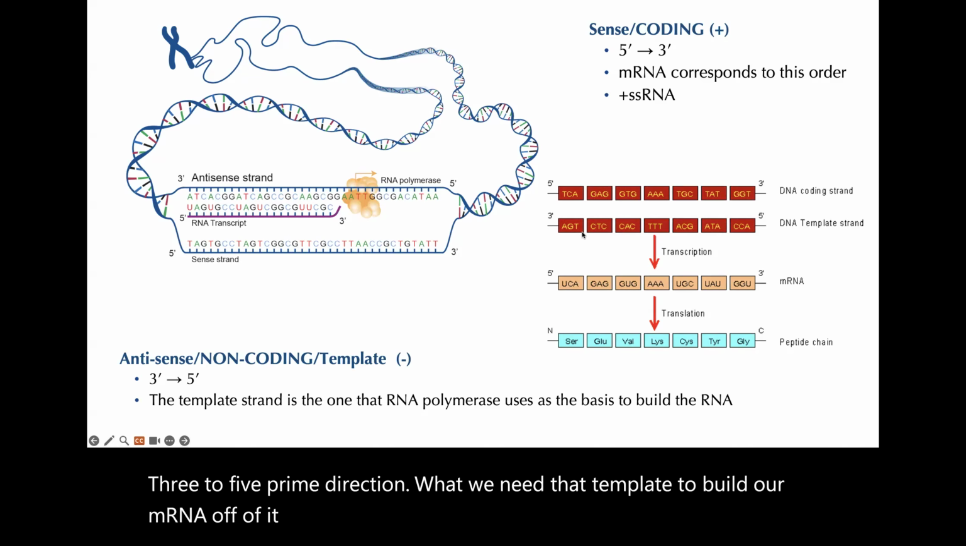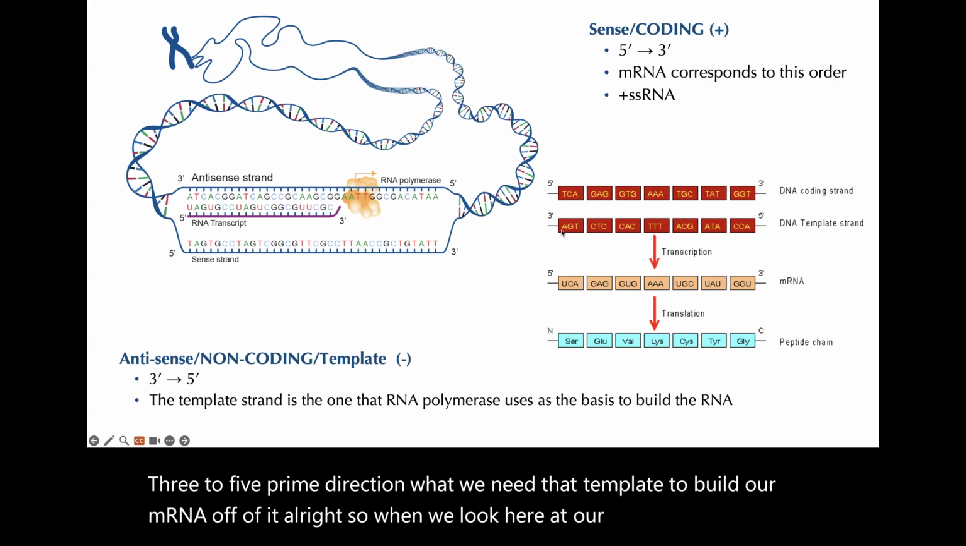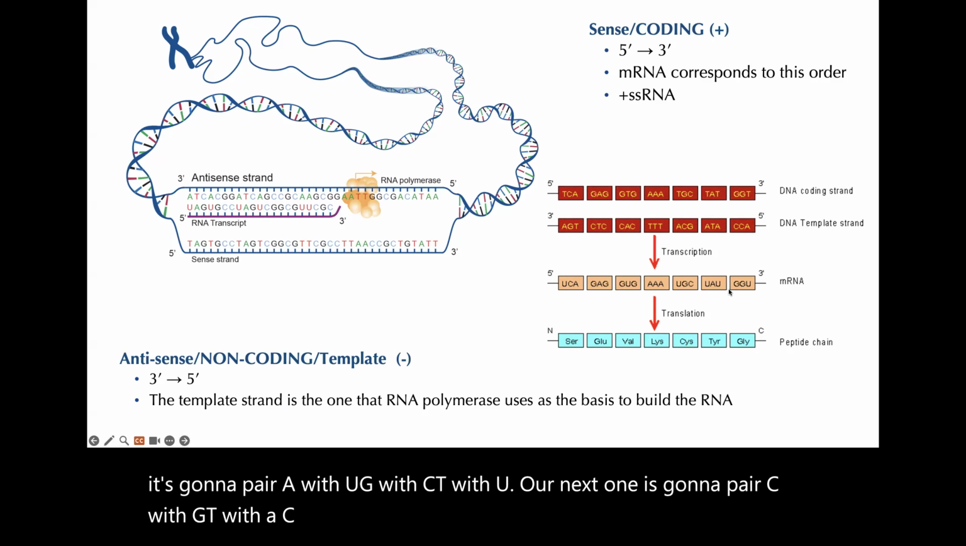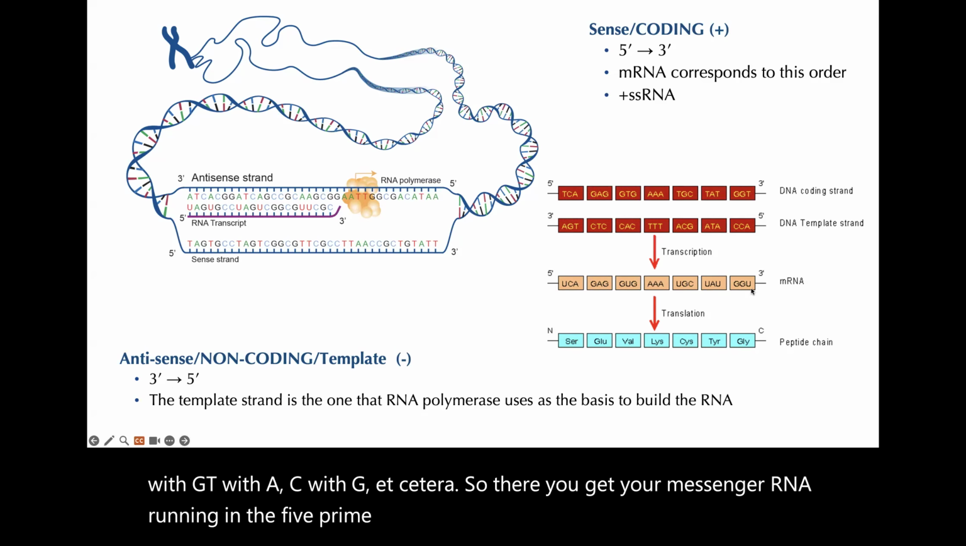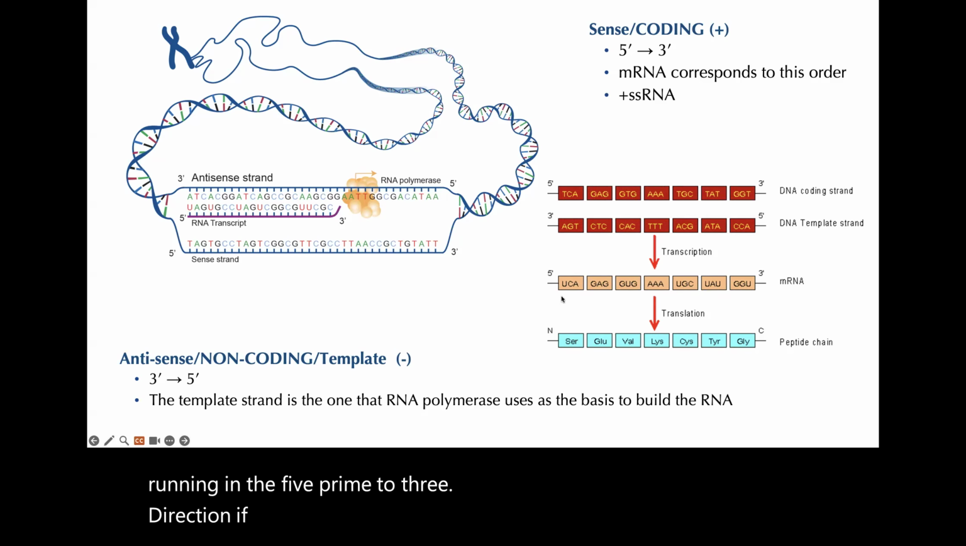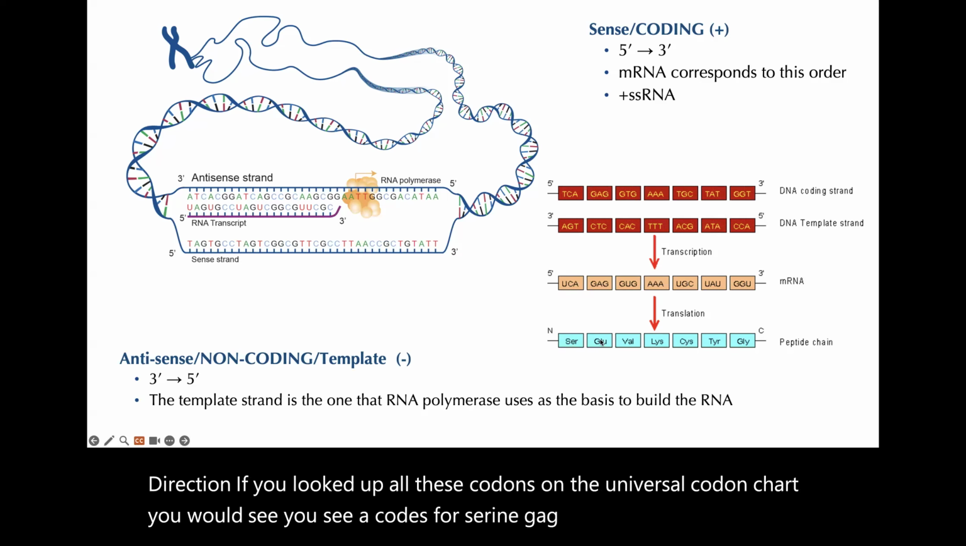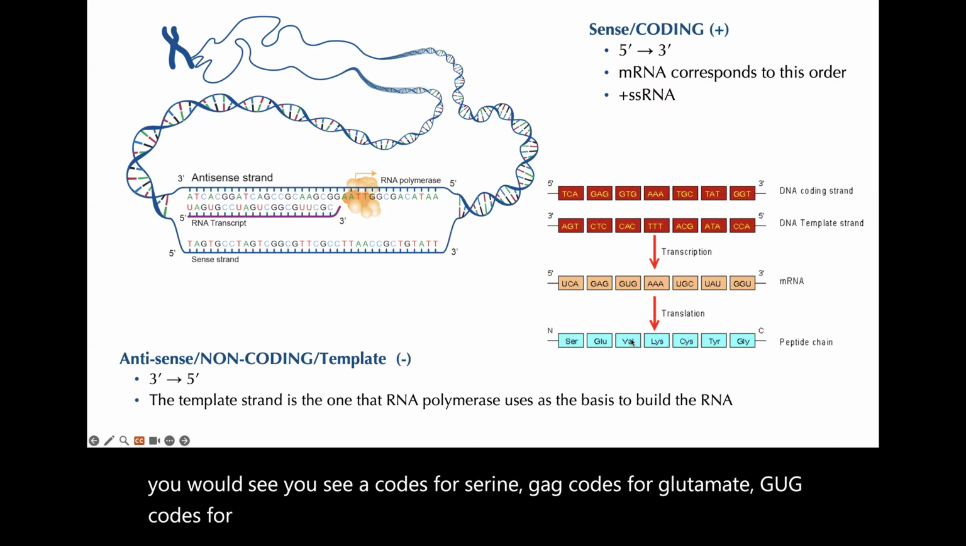All right. So when we look here at our template strand, AGT, it's going to pair A with U, G with C, T with A. Our next one is going to pair C with G, T with A, C with G, etc. So there you get your messenger RNA running in the 5' to 3' direction. If you looked up all these codons on the universal codon chart, you would see UCA codes for serine, GAG codes for glutamate, GUG codes for valine, etc.